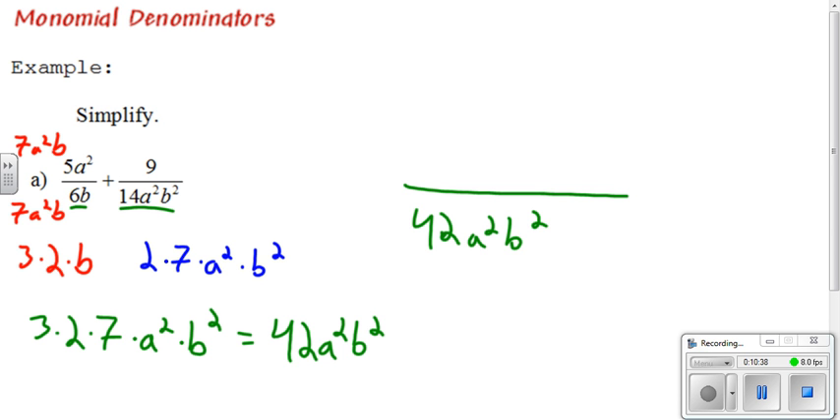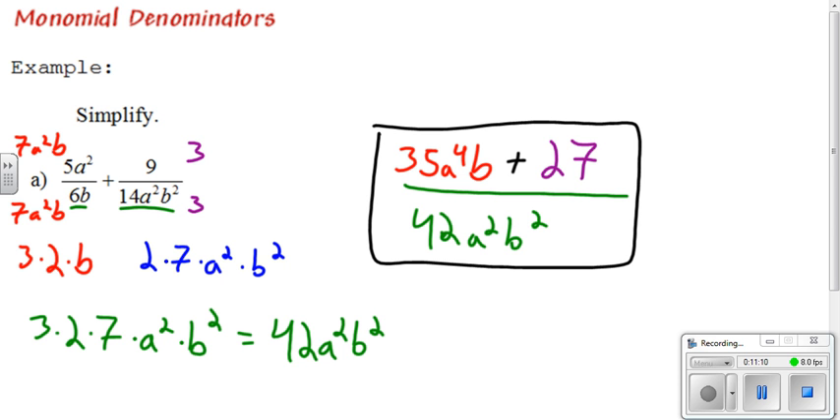Same thing with our 14. To get 14 up to 42 was 3, and then we already have a squared b, so we just multiply this by 3 as well. So 7 times 5 is going to give us 35a to the 4th b, in between them plus, and then our 9 times 3 is 27. So in the end, this is our simplified version of the rational expressions added up.